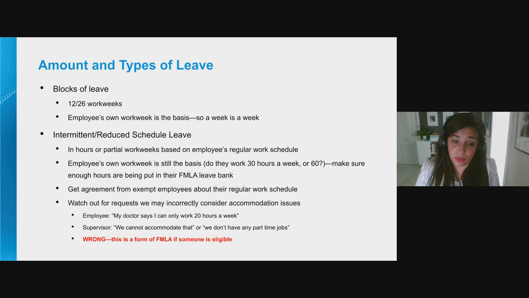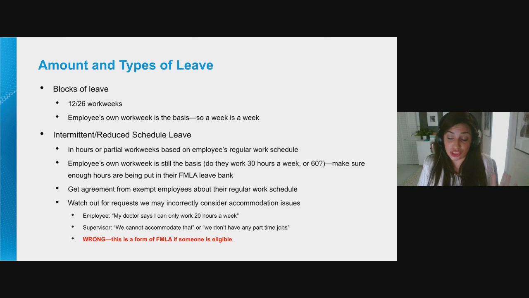And this last bullet point, I think it's a very important one, and one that I come across often in dealing with these issues. Watch out for requests we may incorrectly consider an accommodation issue under the ADA. For example, an employee comes to you and tells you, hey, my doctor says I can only work 20 hours per week. As the employer, you may think, oh, this is an ADA issue. Let me go through the reasonable accommodation analysis. Not so fast. It is also an FMLA issue.